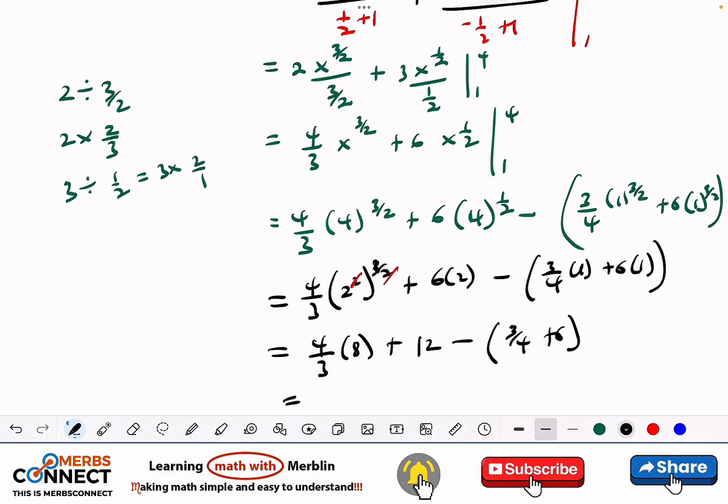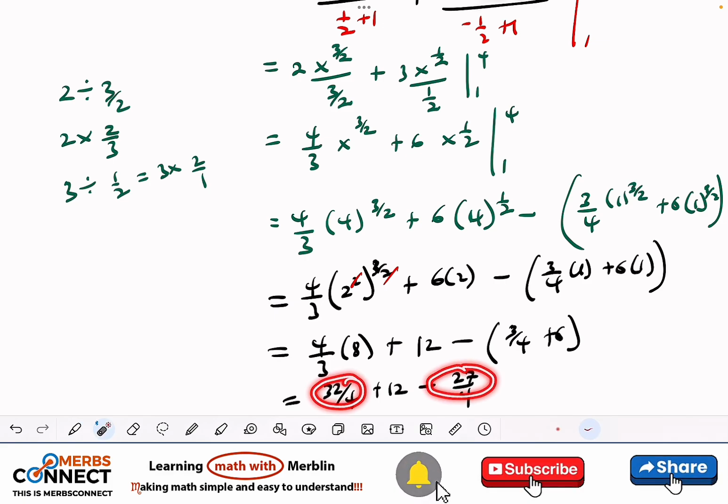So what is 8 times 4? That is 32. So 32 divided by 4 plus 12 minus, what is 6 times 4? That is 24. So you're going to have 27 divided by 4. Good. So let's basically add this and this first. Since the bases are the same, when you do the subtraction, we are going to have 5 divided by 4. I think so. Yeah.